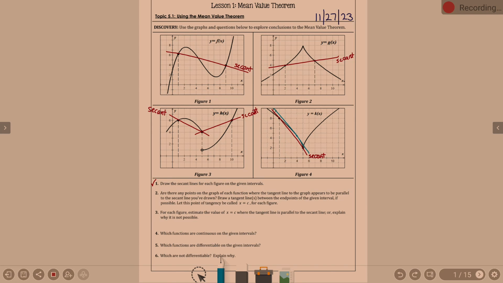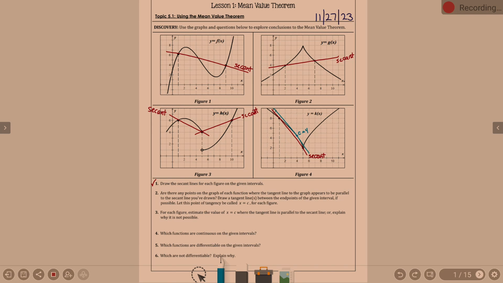It says let this point of tangency be called x equals c. I have mine labeled as c equals, or c1, because sometimes we'll have more than one. So c equals 4 there, because that is the point where it is tangent to the curve. Could yours be slightly off of that? It could be. But officially, that's where it is.